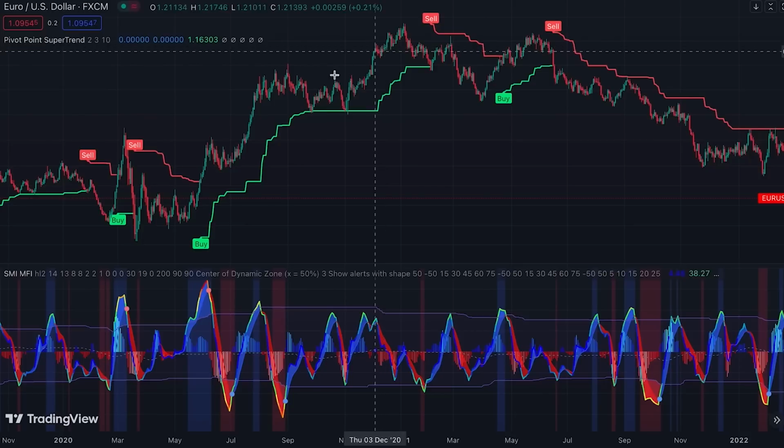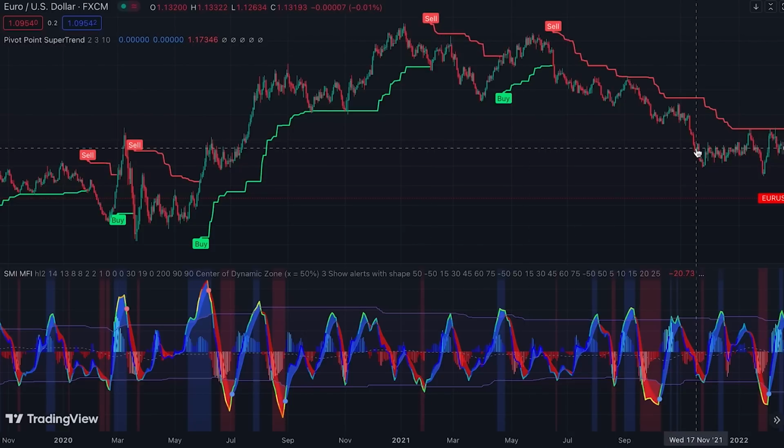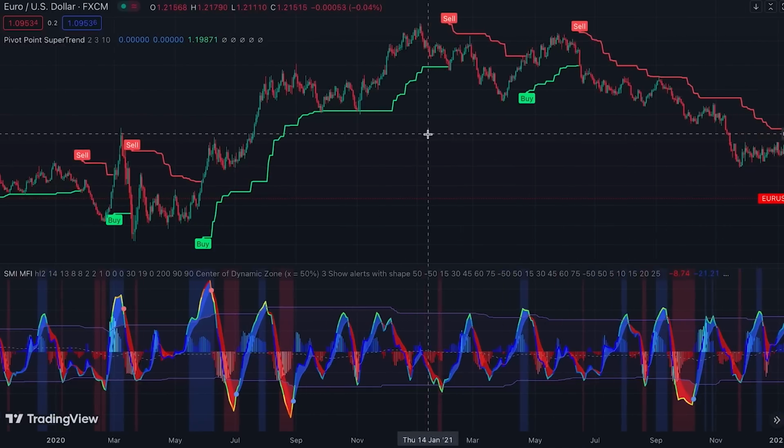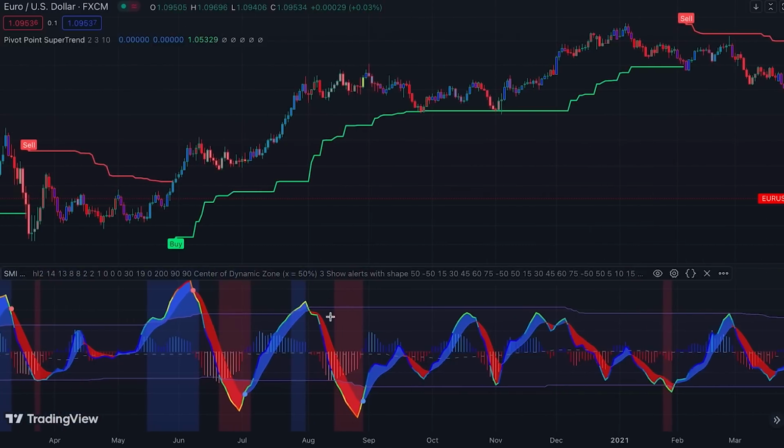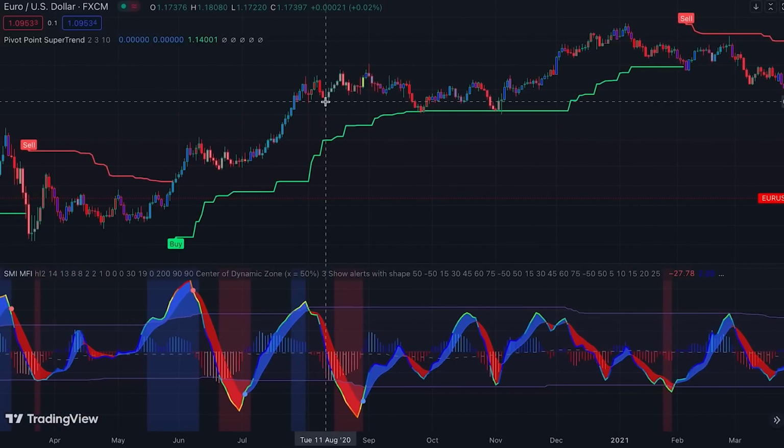As you know, any trend will finally stop and reverse the other way, and this indicator can also help us with this. When there is a divergence between this indicator and the price movement, it gives us the possibility that the trend is weakening and probably we are going to have a reversal.